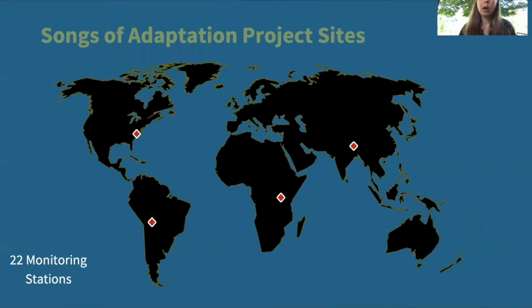Currently, we are working in the United States, mainly in the Chesapeake Bay, in Bolivia, in and near Madidi National Park, the highest biodiversity national park in the world, in Nepal, as I mentioned, in the Makalu National Park near Mount Everest, and in Uganda in riparian areas of the Nile River near Jinja. We have 22 monitoring stations, and some of these have been collecting data for over 2 years now.